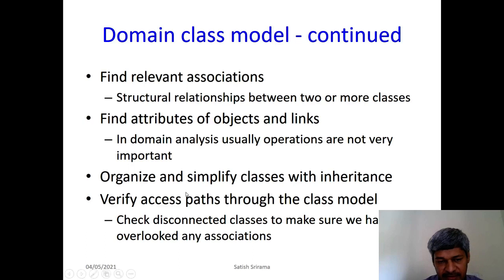As the next step, you also verify access paths to the class model. Check if there are any classes which are lying in a corner. So check for disconnected classes. In a class model, if there is a class which is not linked with anything, probably you have missed some of the associations. You might have overlooked some of the associations. Make sure that it has not happened. That's why you have to verify the access paths through the class model.